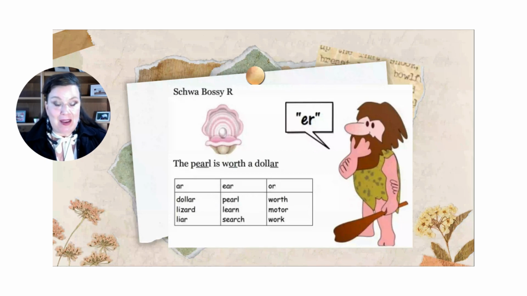For the EAR, which typically we would hear the E, long E, in this truly schwa influenced pronunciation, the schwa R, we're not going to hear any vowel at all, just the R sound itself. So, for example, pearl, learn, search.